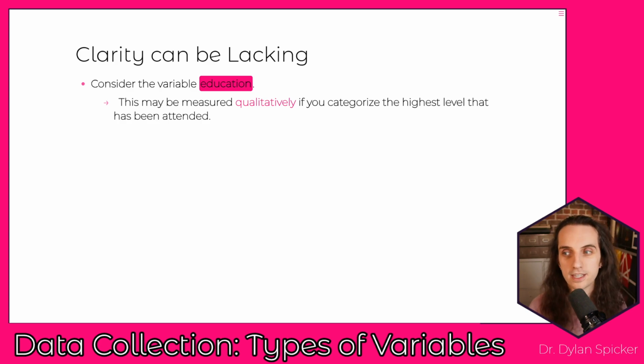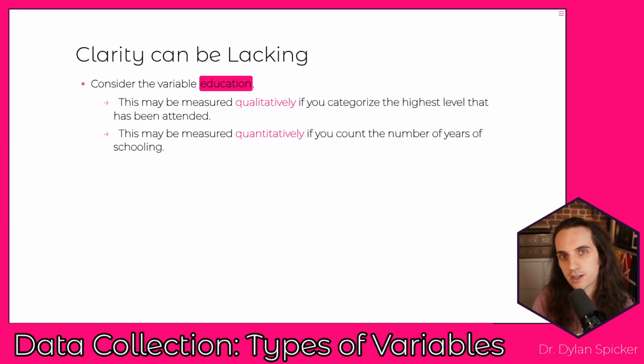So if you're thinking about taking the highest level of education that you've obtained and you're just listing the category of that, then this is a qualitative measure, right? So you could say, I obtained high school, or I obtained an undergraduate, or I did a doctorate degree, right? In all of these cases, we're listing categories, and so that is qualitative by nature.